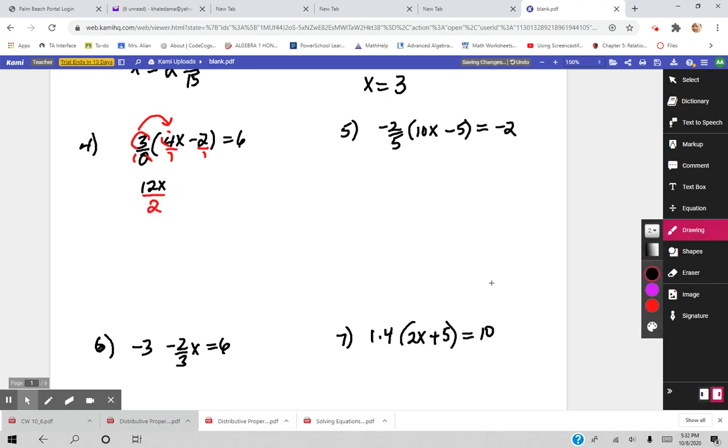Let me keep the same color. Oops. Black. Okay, let me erase some of this stuff here.